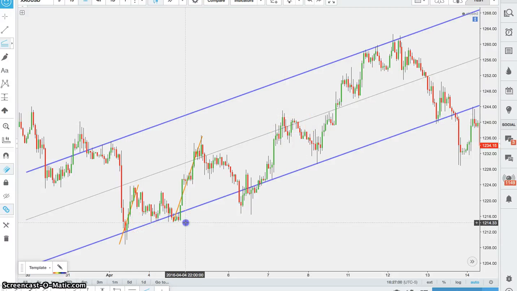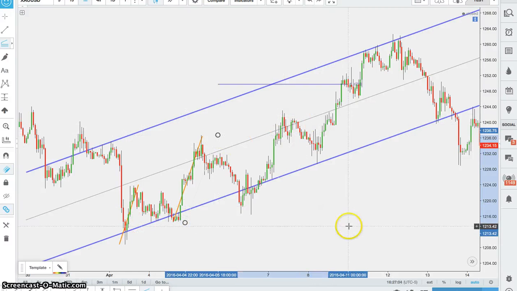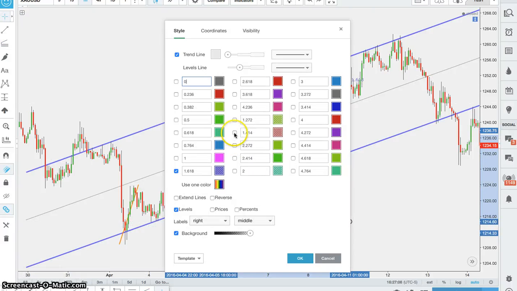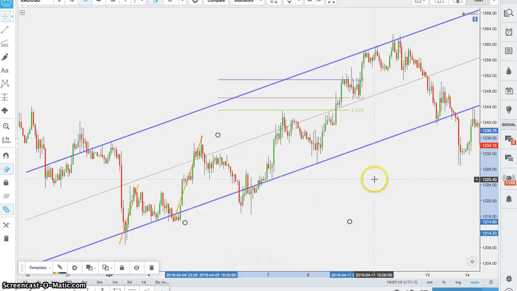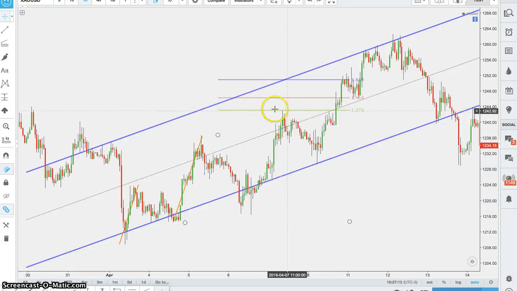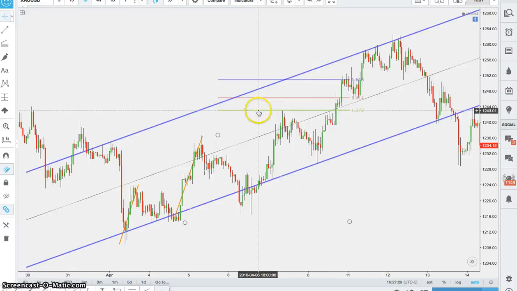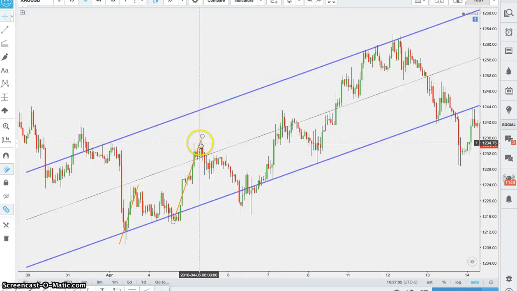So we'll measure this first leg here. This is 1.272 of this move, and then this leg might be too small to, yep. So measuring this uptrend leg, we could find extensions up here, and that taps the 1.272 and then falls down. And like I said, at that midline as well.